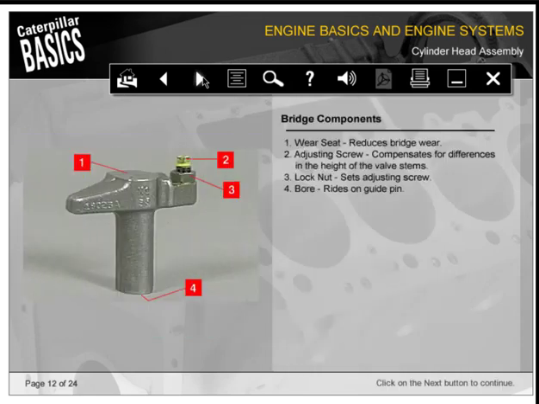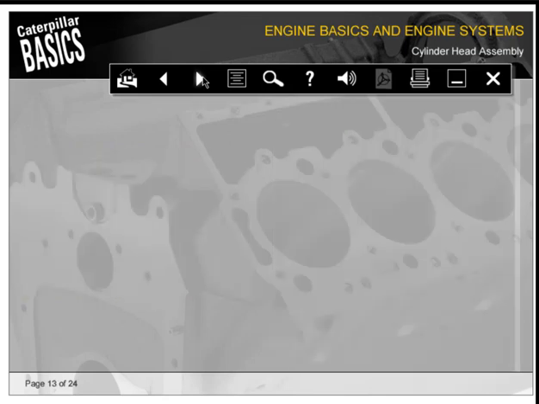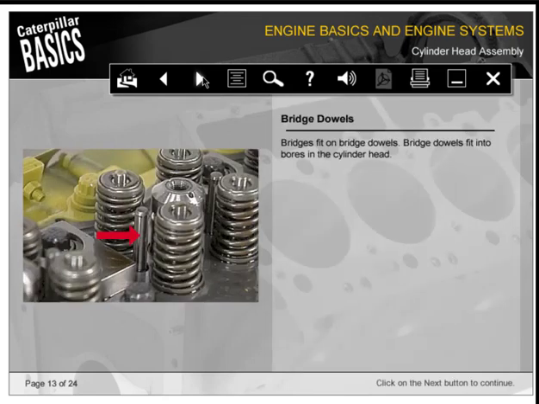Components of the bridge include 1, a wear seat to reduce bridge wear; 2, an adjusting screw which compensates for differences in the height of the valve stems; 3, a lock nut which sets the adjusting screw; and 4, a bore which rides on a guide pin. Bridges fit on bridge dowels. Bridge dowels fit into bores in the cylinder head.